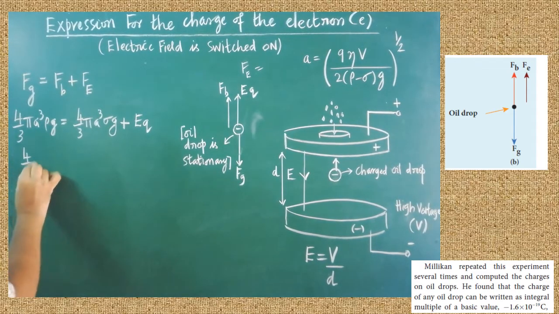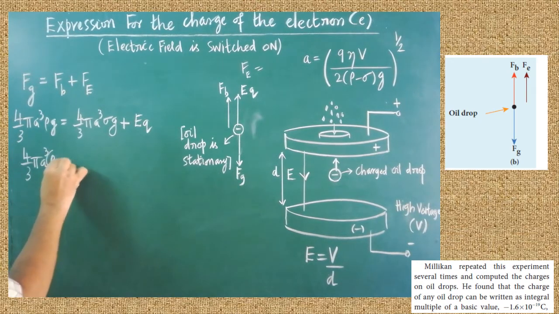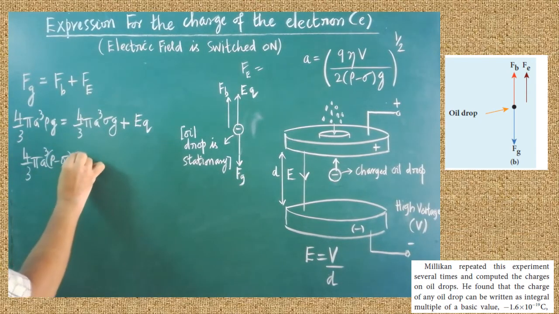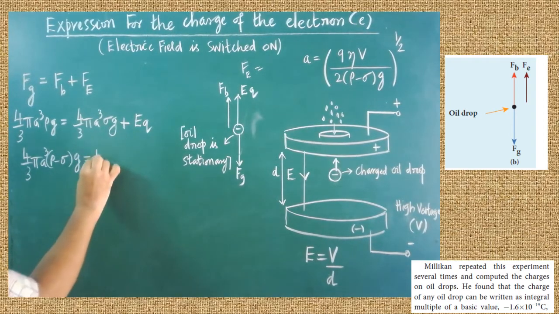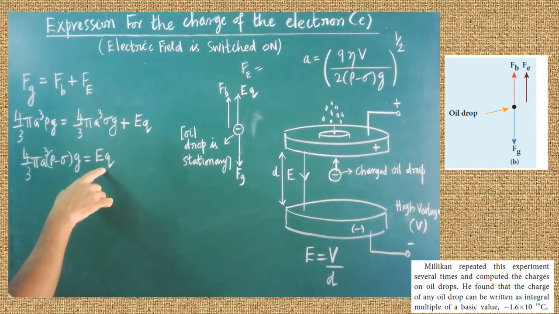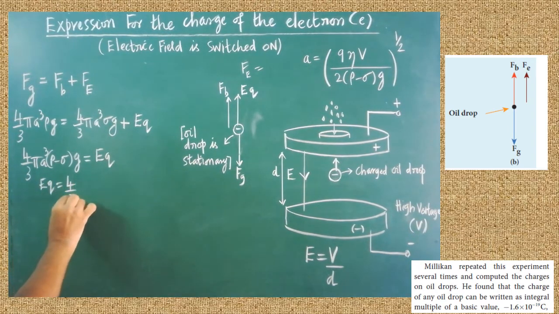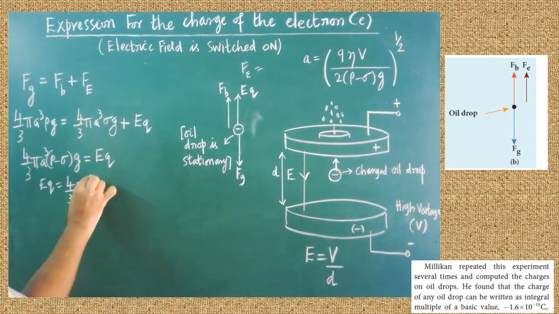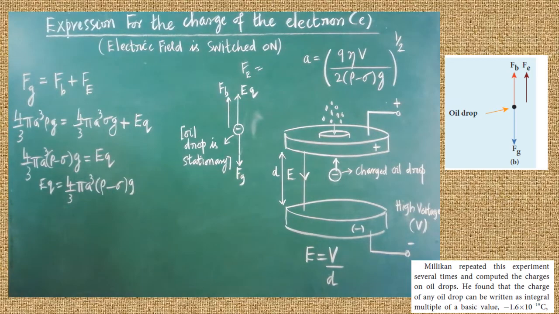4 pi by 3 pi a cube (rho minus sigma) g. In that format this one could be written, and then what is the remaining factor? EQ is the remaining factor. Here what is required? Q is required. This Q should be separated. EQ is equal to 4 pi by 3 pi a cube (rho minus sigma) g. In that format we can write.